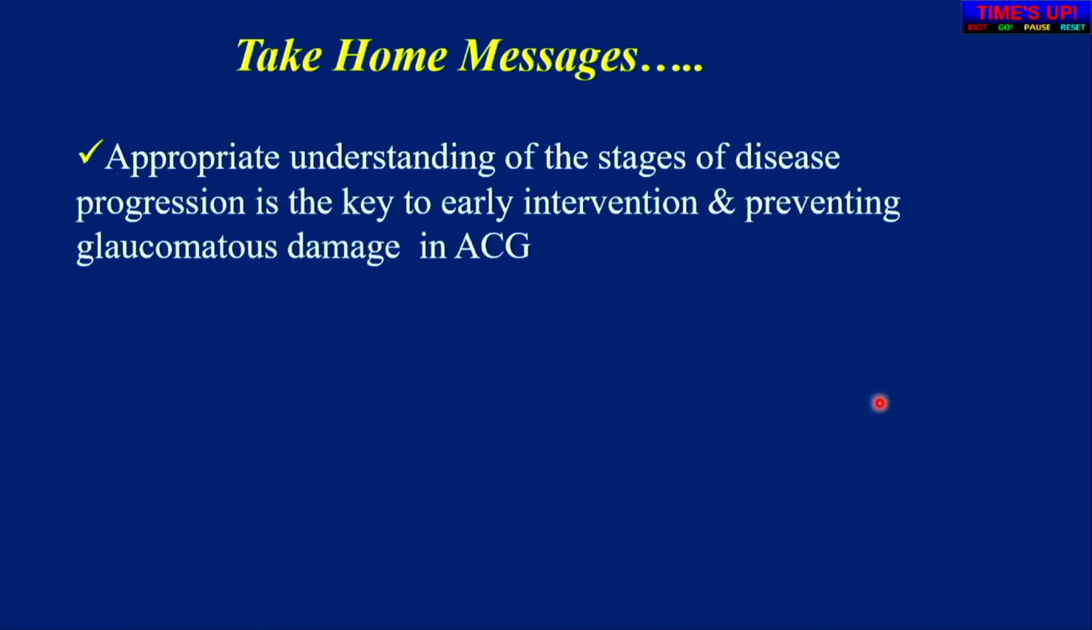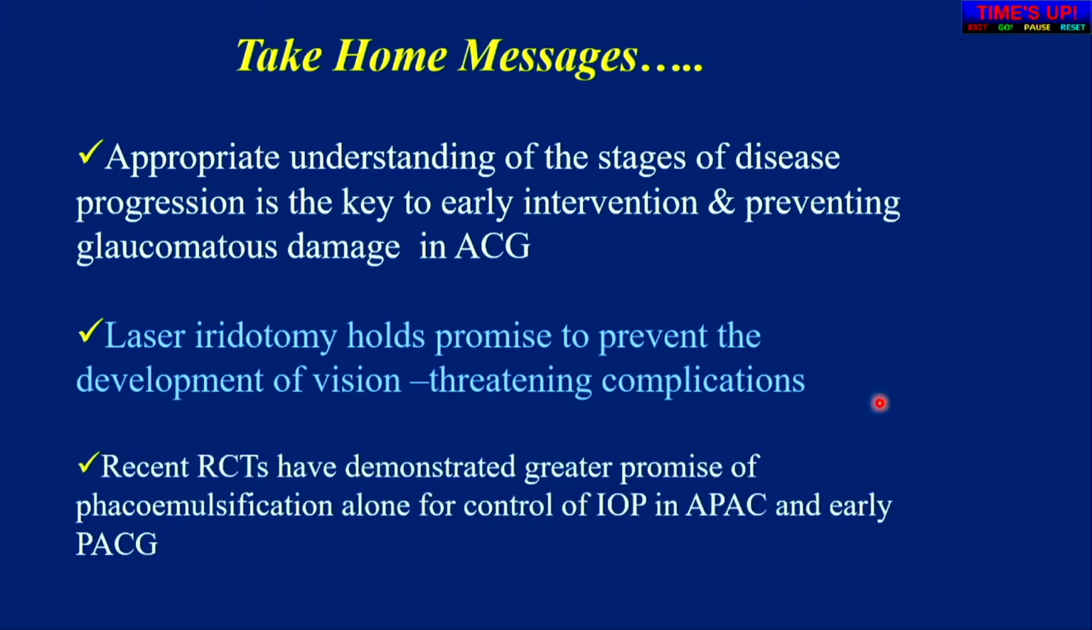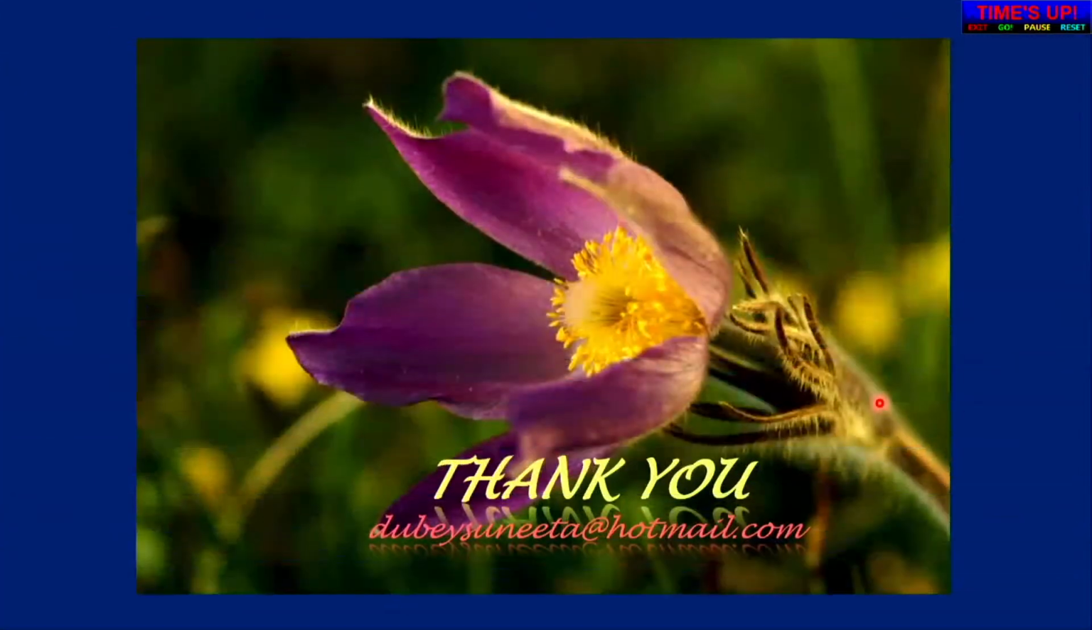So the take-home messages are that you need to understand the stages of the disease properly, and that is the key to early intervention and prevention of damage because of angle closure glaucoma, which is a blinding disease. Laser iridotomy holds promise to prevent the development of vision-threatening complications, but you may not do it in every patient. You have to select your patient, and lens phacoemulsification alone shows great promise, especially if there is early cataract in elderly patients, for control of IOP and progression in patients with this devastating disease. Thank you very much.